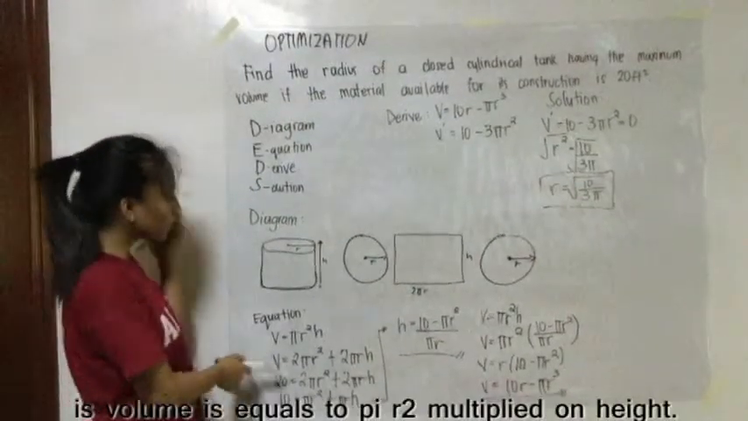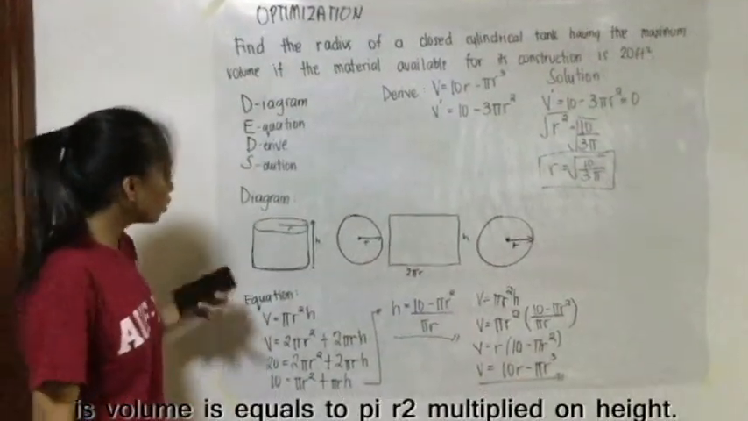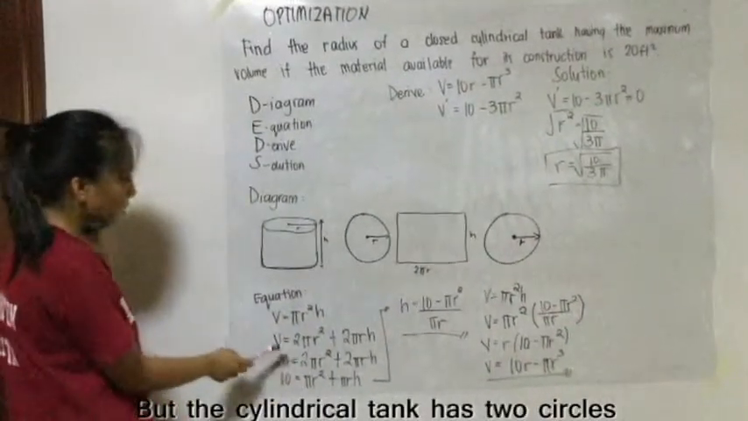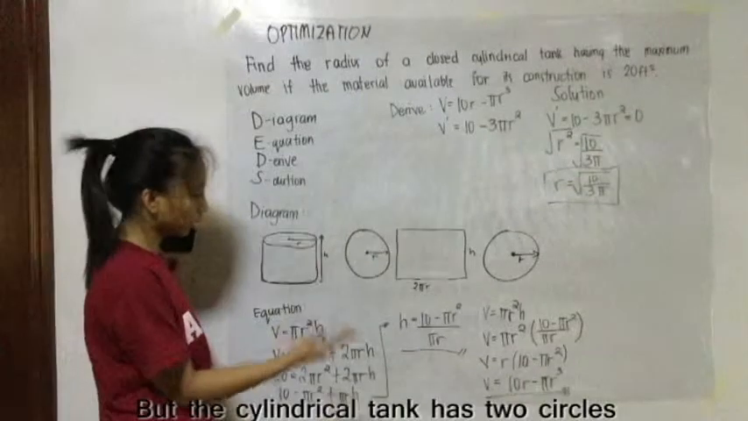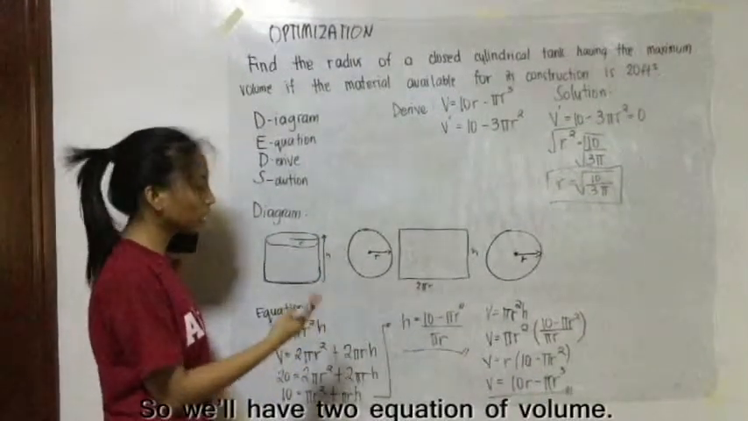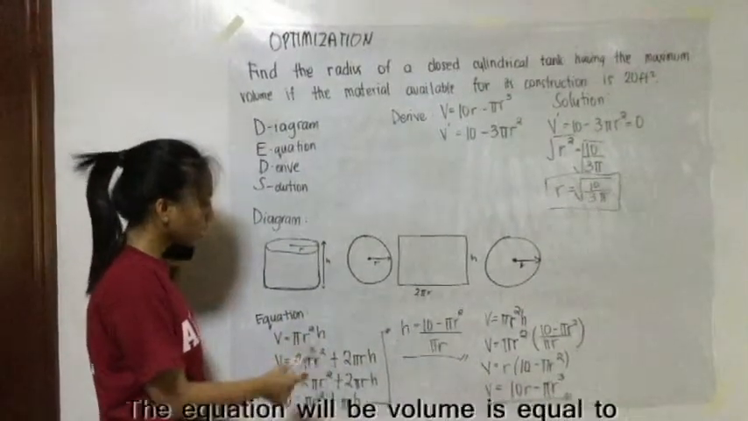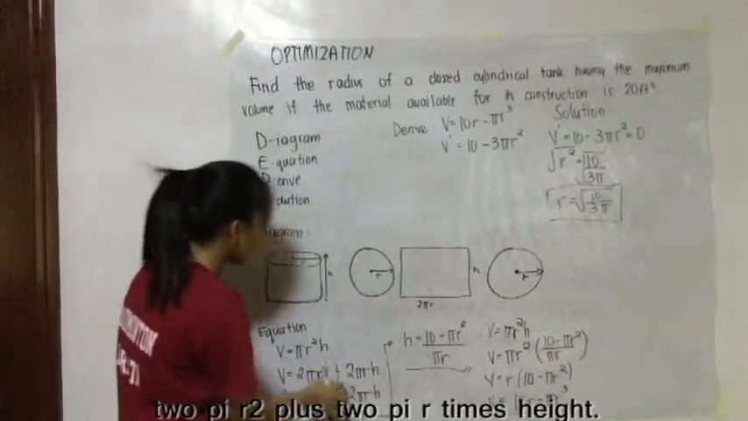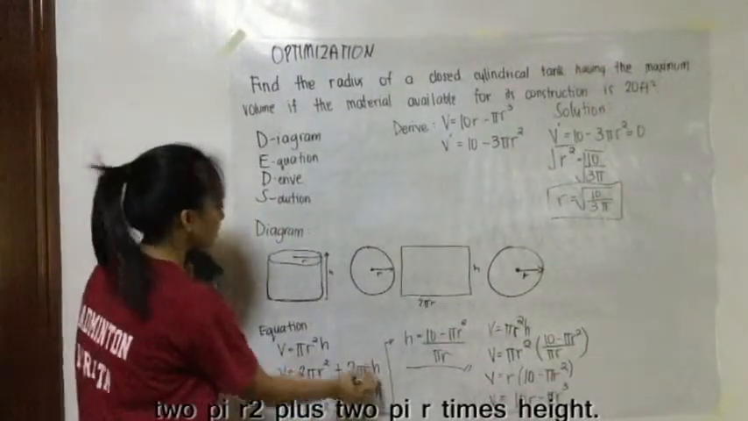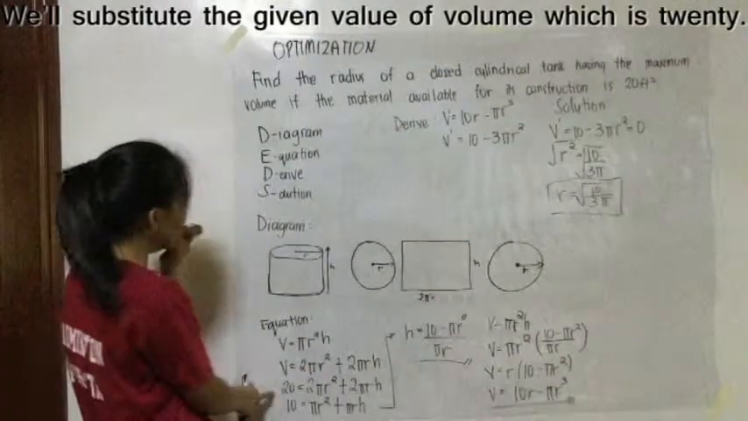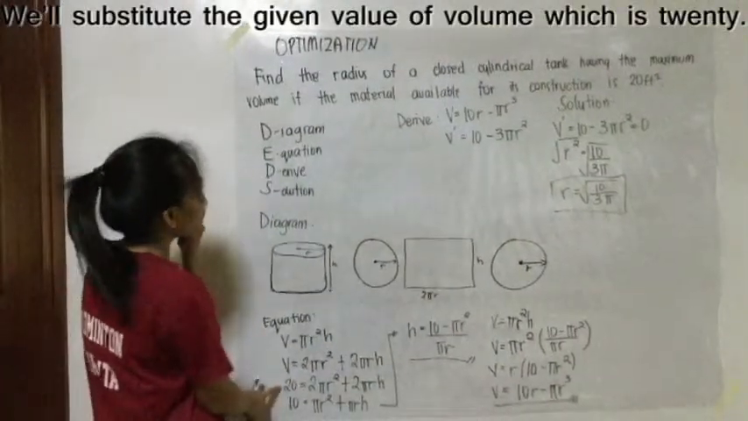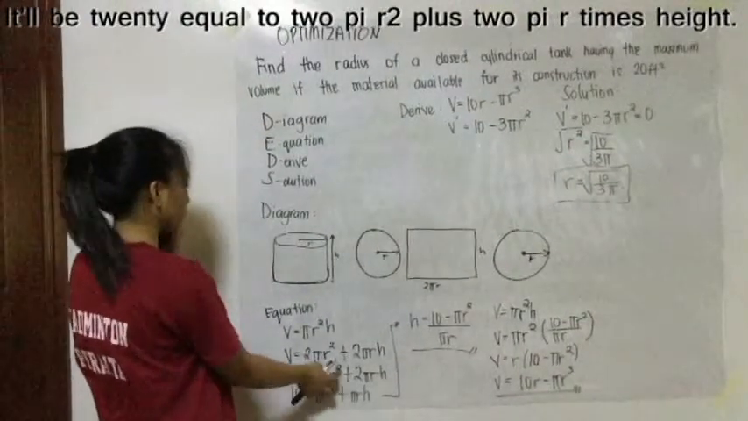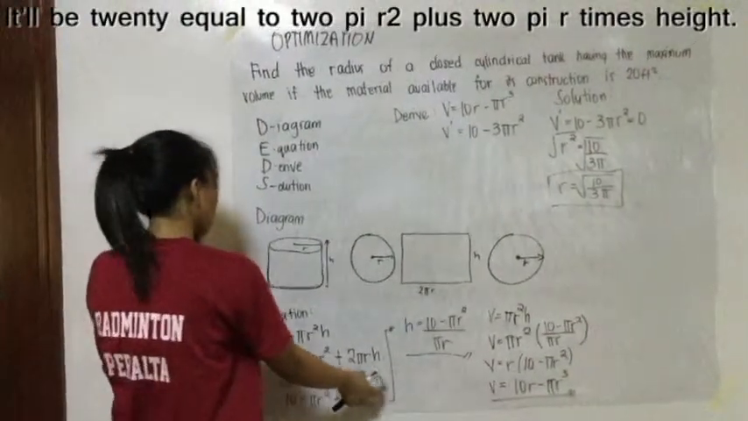Equation. So, yung pinaka-equation, volume is equals to pi r squared h. Pero, sabi nga, diba, dalawa yung circle. So, dalawa yung gagawin mong volume niya. So, magiging 2 pi r squared plus 2 pi r times h. So, may given kang volume. So, 20 yung volume mo. Tas is equal to 2 pi r squared plus 2 pi r times h.